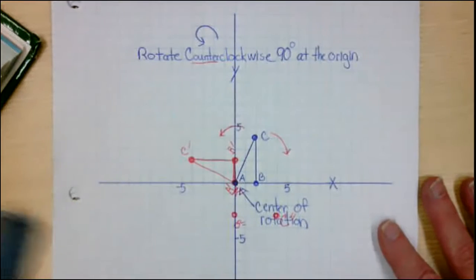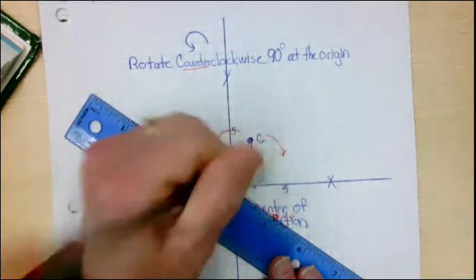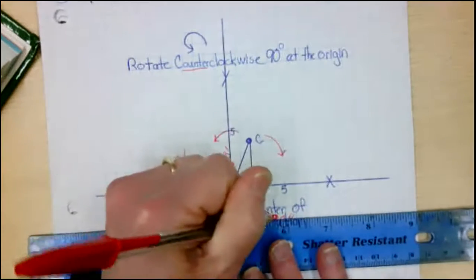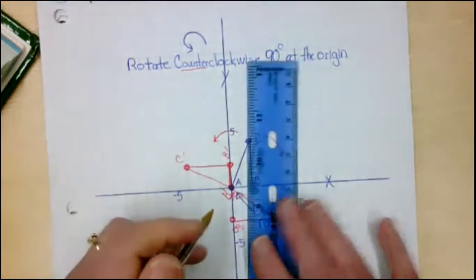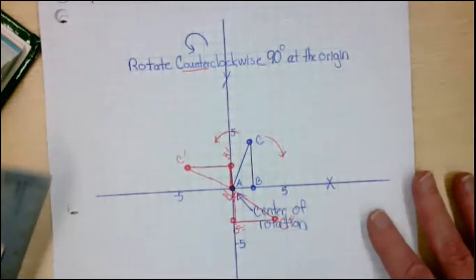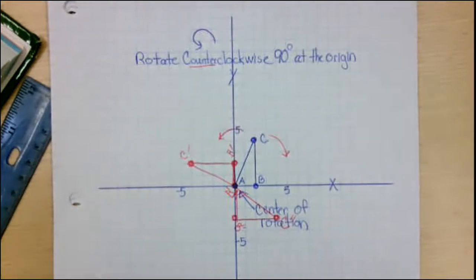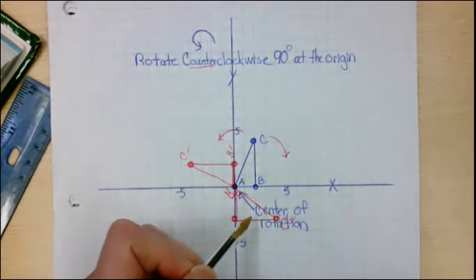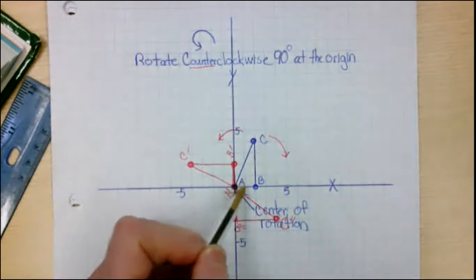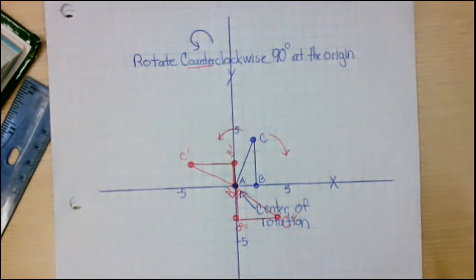And if I connect my dots, I have now rotated my triangle 90 degrees clockwise. Notice how the size stayed the same. Notice how the shape stayed the same. What changed was the orientation.